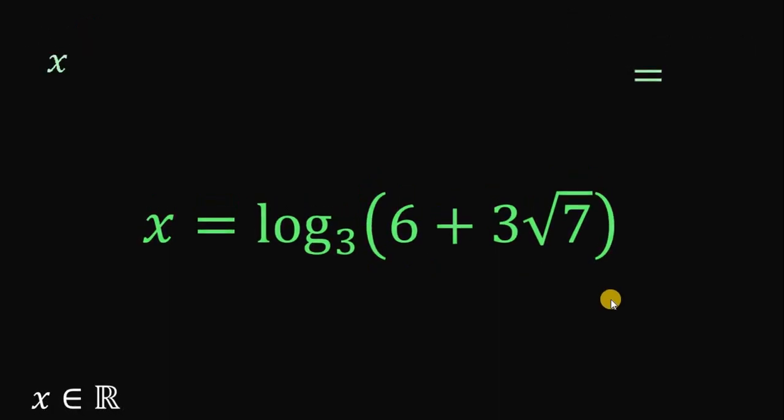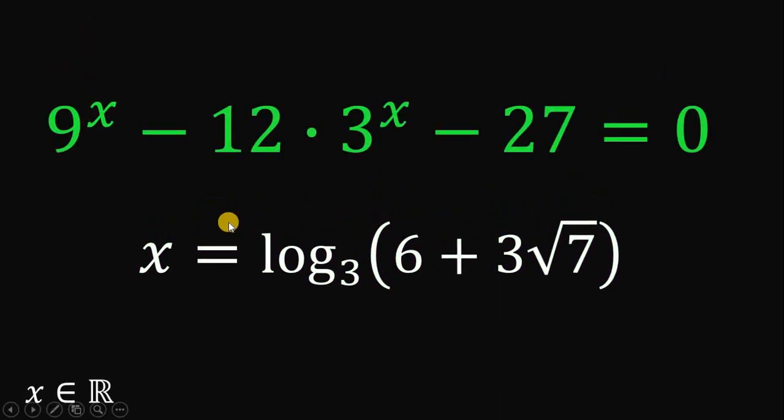Therefore, our answer to this question, what is the value of x in 9 raised to x minus 12 times 3 raised to x minus 27 equals 0, is logarithm of 6 plus 3 times square root of 7 to the base of 3.